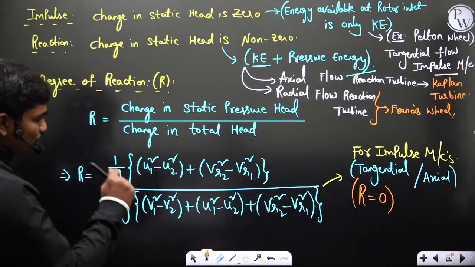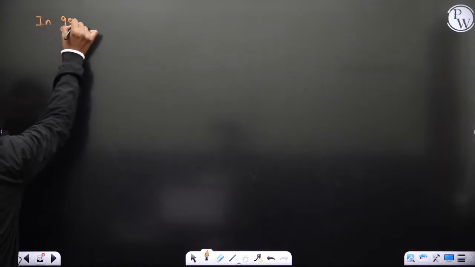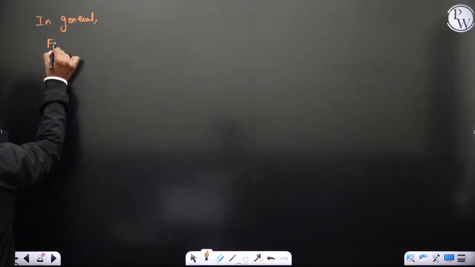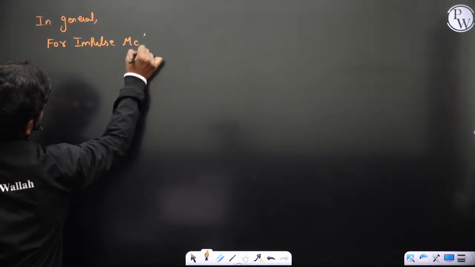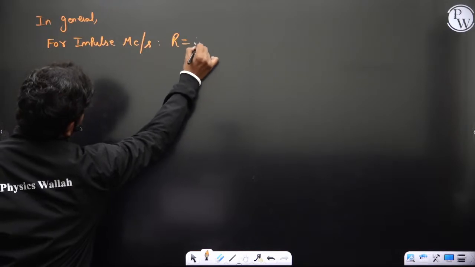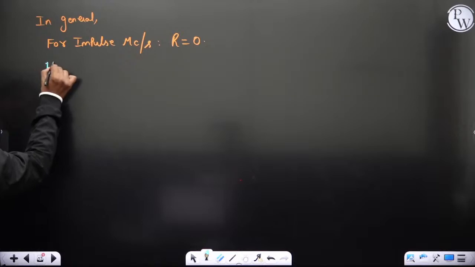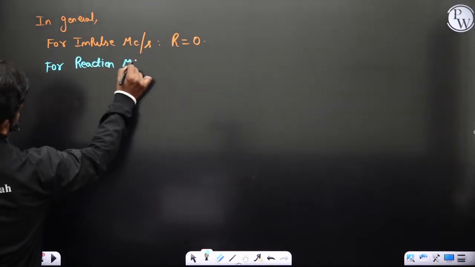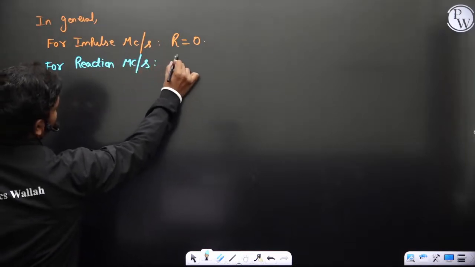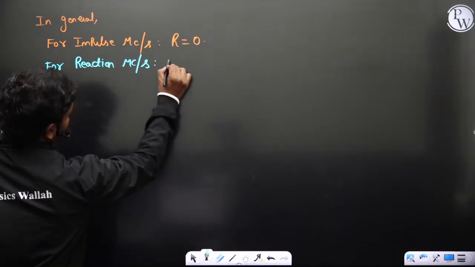So anyway, for impulse machines there won't be any pressure difference. So in general, for impulse machines the degree of reaction, or sometimes called the reaction ratio, R is equal to 0. For reaction machines, R is between 0 and 1, that is, 0 less than R less than 1.